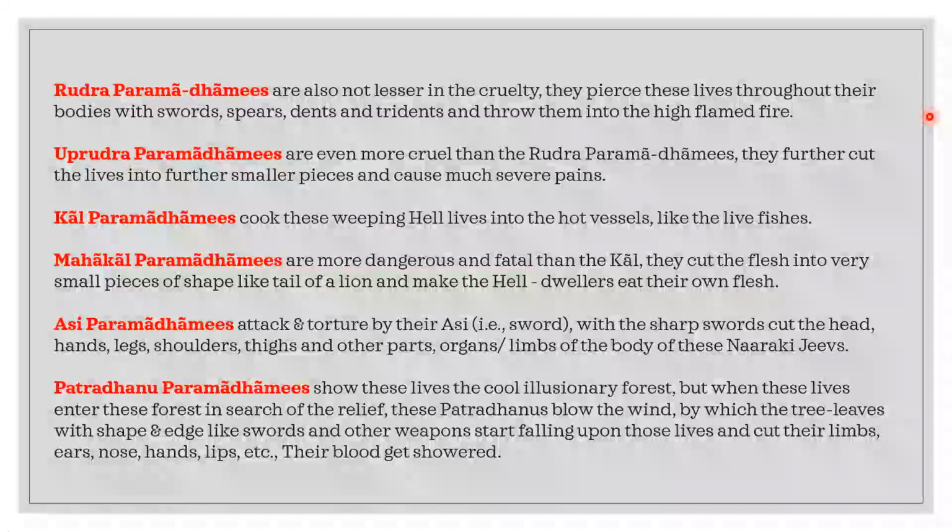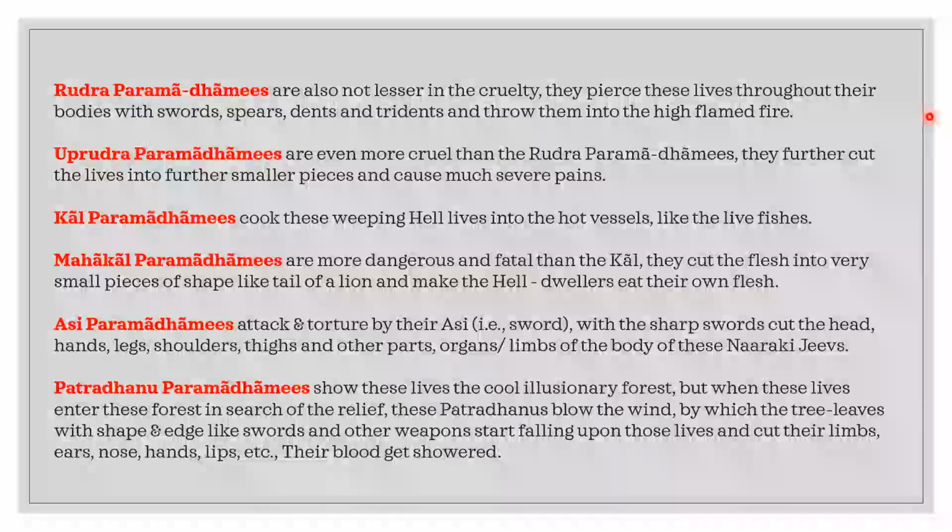Then there is another pair of Parmadhamis known as Kal and Mahakal. The Kal category of Parmadhamis basically cook the jeeves of Narkis in hot vessels like fishes. And the Mahakal category of Parmadhamis cut the jeeves of Narkis into small pieces and arrange them like the tail of a lion. And then they make the jeeves of Narki eat their own flesh. So these are all the Parmadhamis who work in pairs.